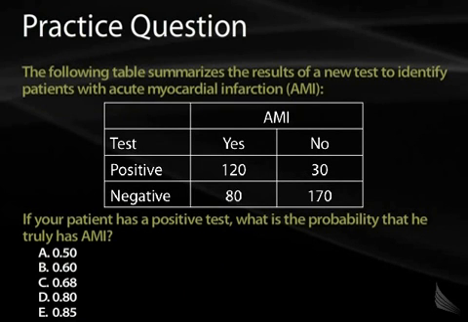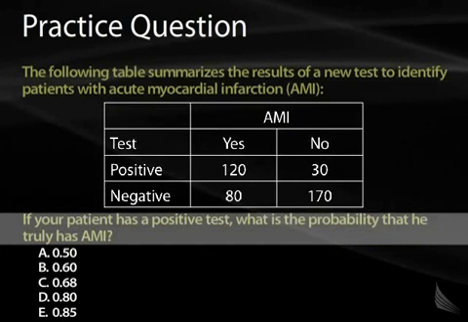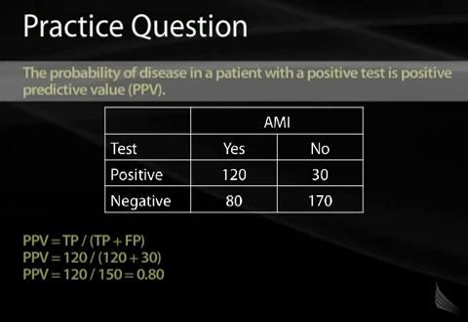Practice question. The following table summarizes the results of a new test to identify patients with acute myocardial infarction, and the data are shown as follows, with the disease state in the columns and the test result in the rows. If your patient has a positive test, what is the probability that he truly has acute MI? This is a test which is really asking you for the PPV.